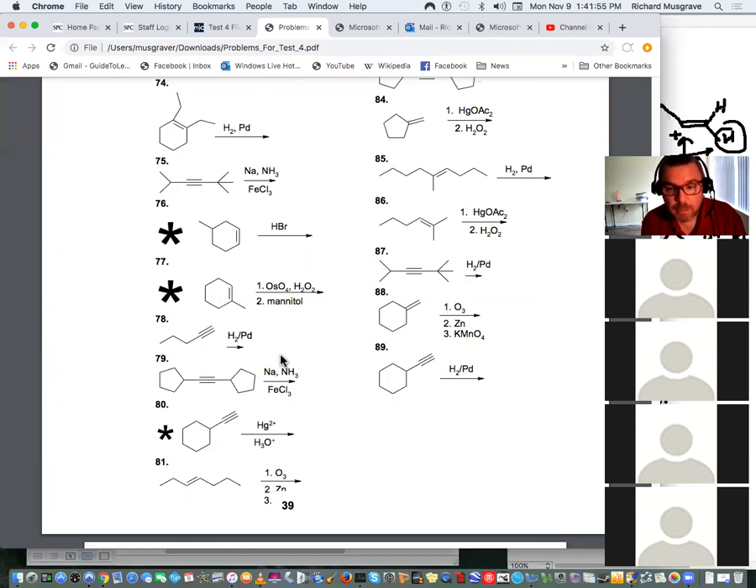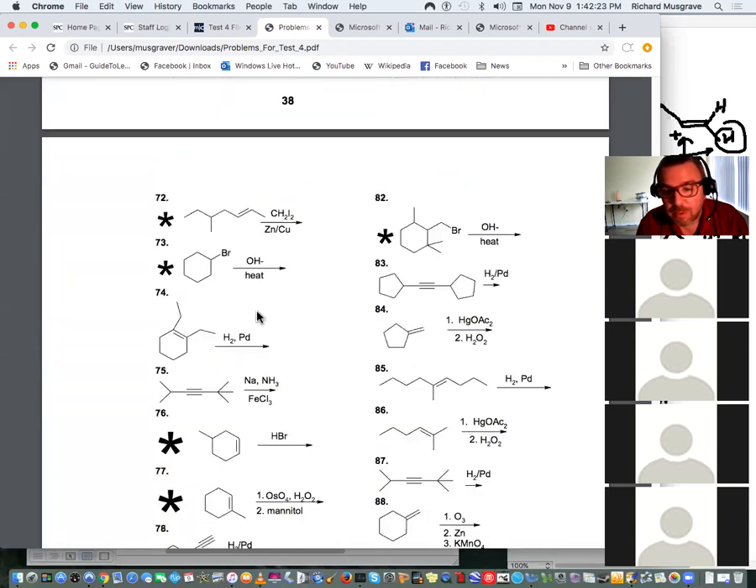Do the stars indicate we can do mechanisms for those? I'd recommend it. I think it's good to know the mechanisms because the mechanism serves a purpose. It'll help you to get the product. That's just my opinion. Is there any difference between the big stars and the small stars? No. Big stars are usually hotter. I'm just kidding. All right. No difference.